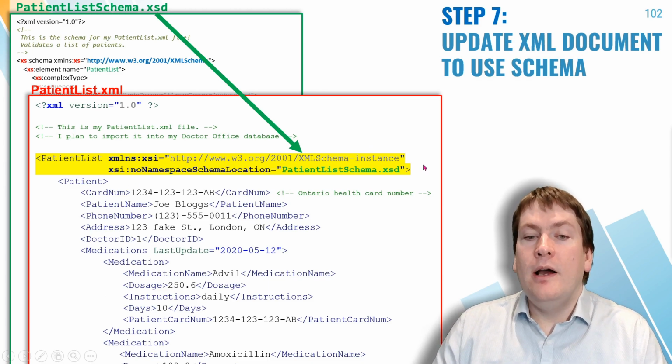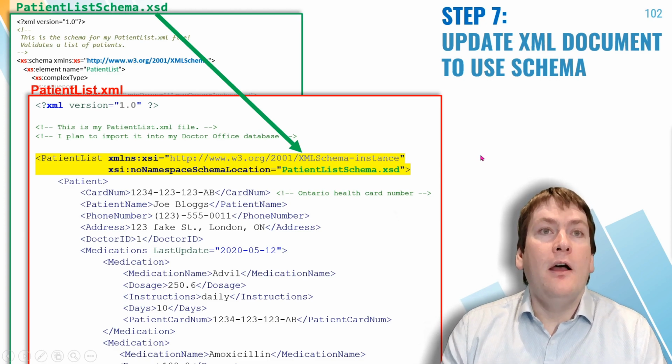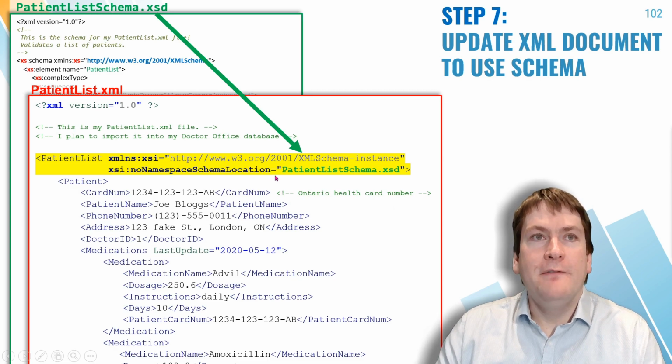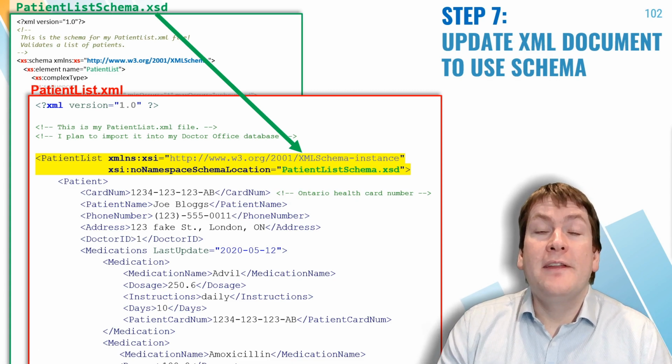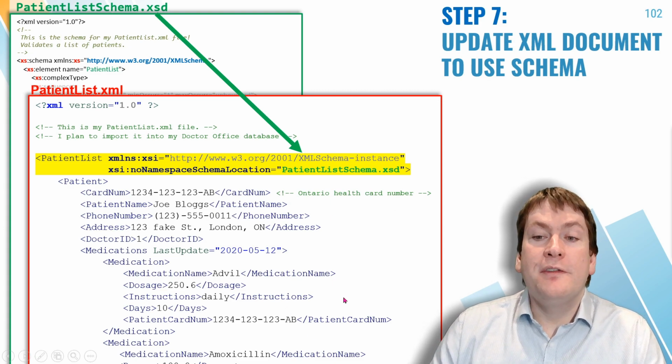You have to use this URL. And what this URL says is that we're using an instance of an XML schema. And it allows us to use this directive that follows. So this noNamespaceSchemaLocation means that the schema is going to be located in the same directory as this XML file. And it also says what the name of the schema is.